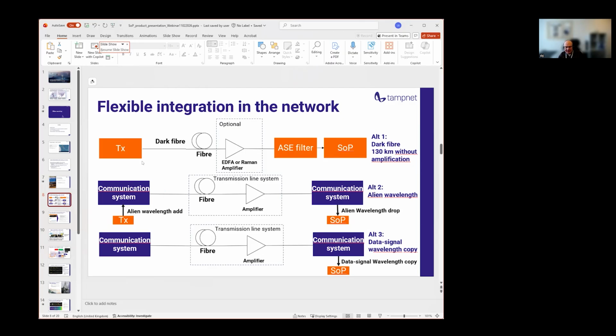Whenever you add an EDFA, you also add noise, and you also add noise in the state of polarization measurements. So the best is to go without an EDFA. Then you can go into a communication system. So we do that also on a route. Then we add what we call an alien wavelength. So that's added into a ROADM.